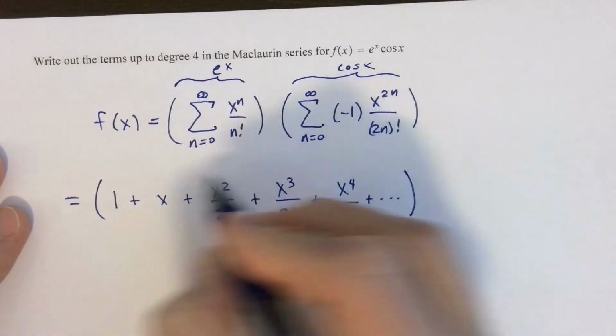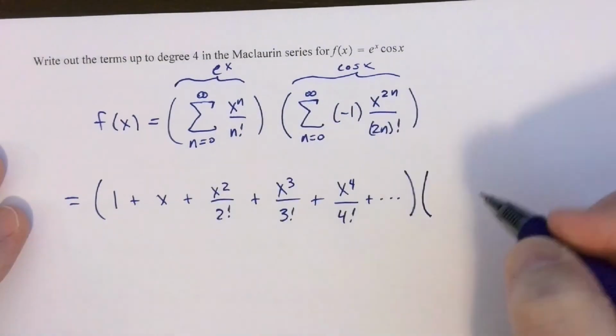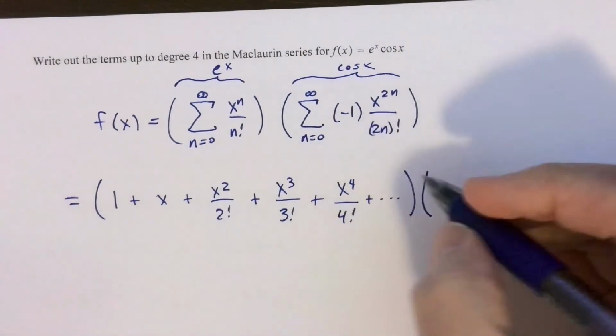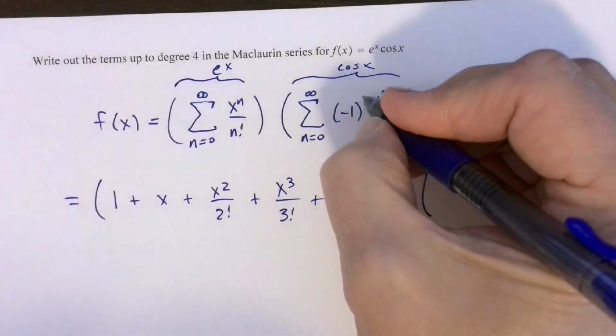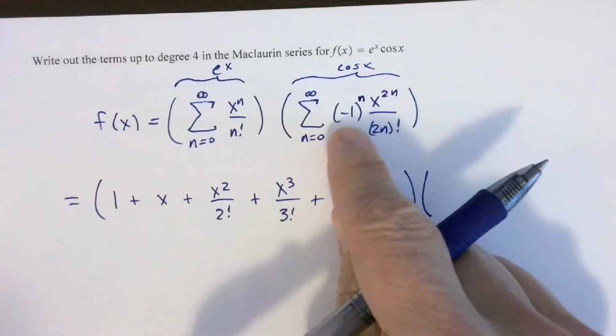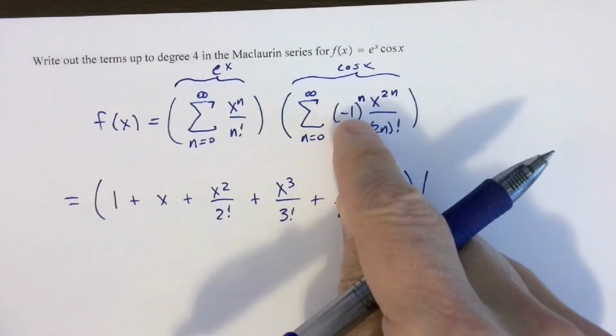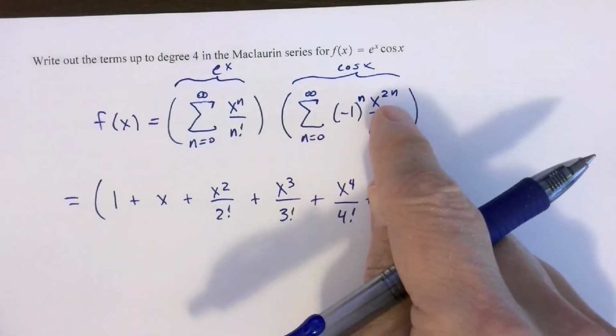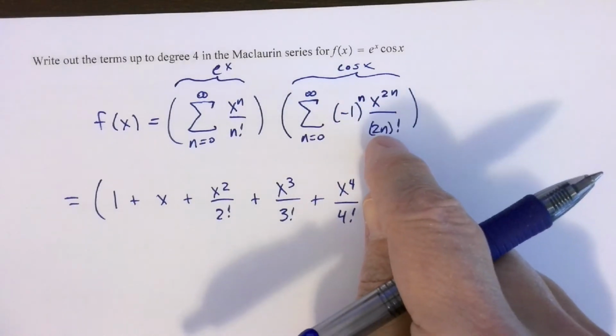Okay, so there's the e to the x one. And then the cosine of x, when n is 0, I get, oh, this should be negative 1 to the n, sorry. Negative 1 to the n, right, sign changer. So when n is 0, I get 1. X to the 0 is 1. 2 times 0 is 0 factorial is 1.